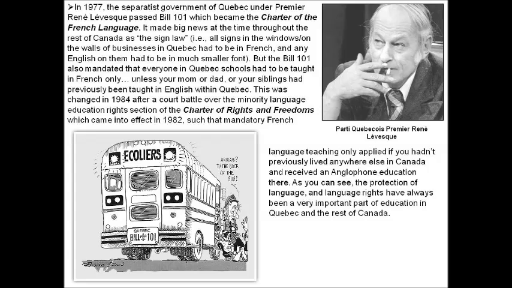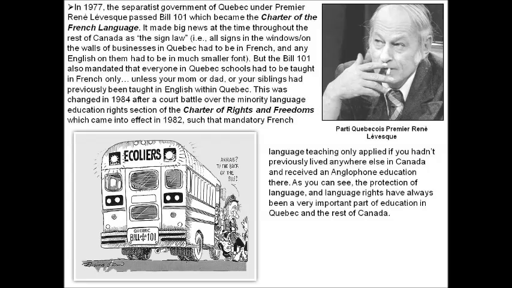And it made big news at the time throughout the rest of Canada as the sign law. So in other words, all signs in the windows or on the walls of businesses in Quebec had to be in French. Like any sign in public had to be in French, right? And any English on the sign had to be in much smaller font.